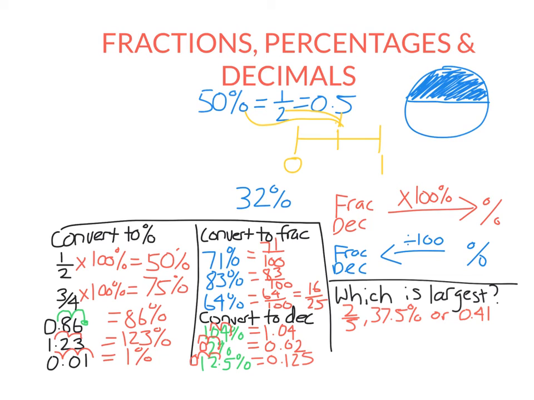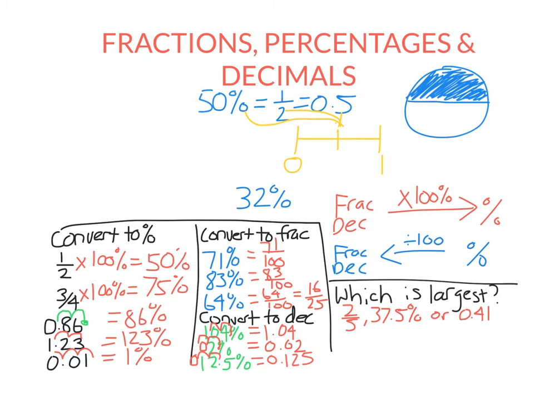So the final question I'll do, we're going to determine which is largest, 2/5, 37.5%, or 0.41. So this could be tricky to do as it is because the numbers are written in 3 different formats: fraction, percentage, and decimal. So to be able to compare them easily, I'm going to convert the fraction and the decimal to a percent. So let's start with the fraction 2/5.